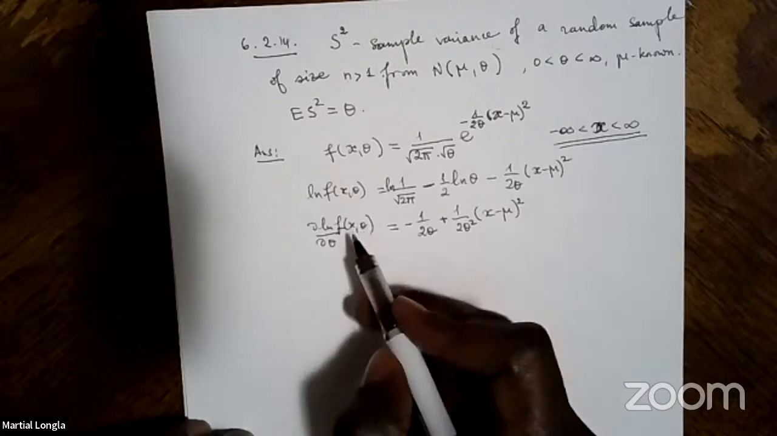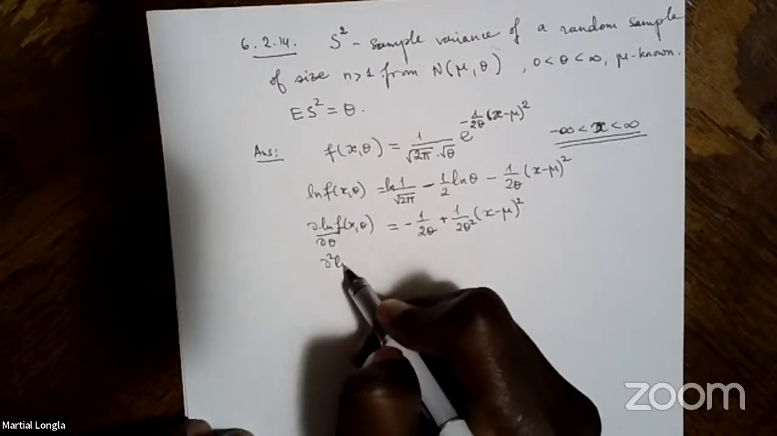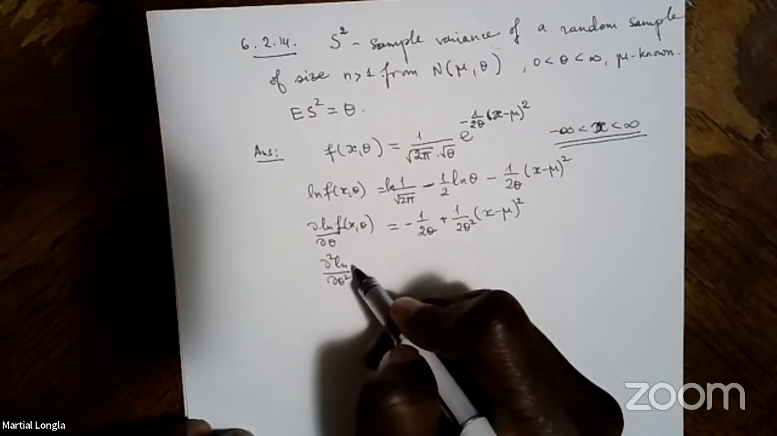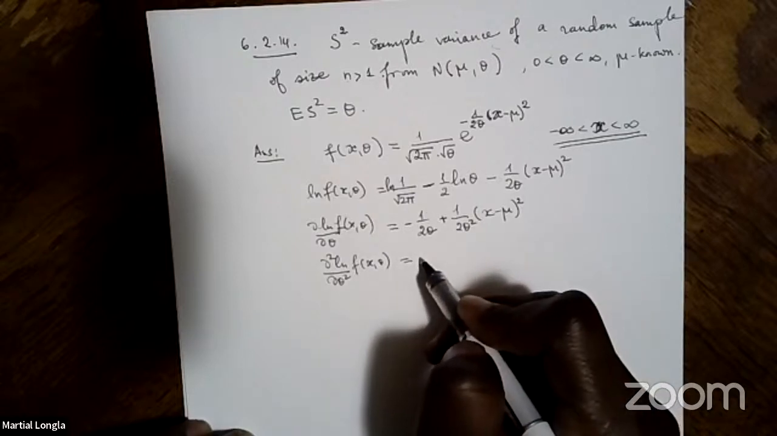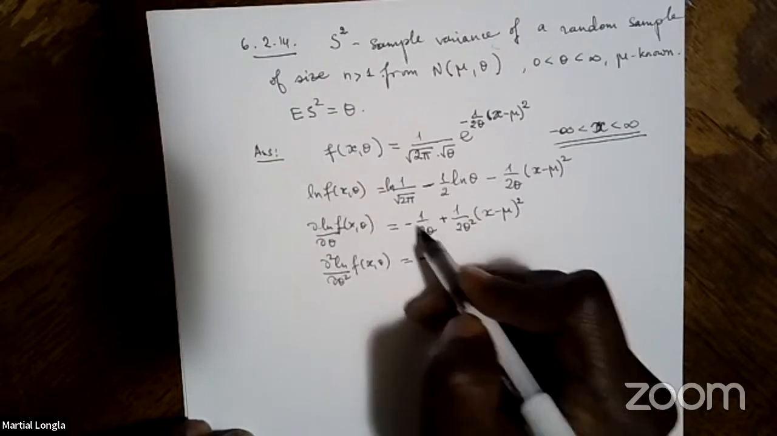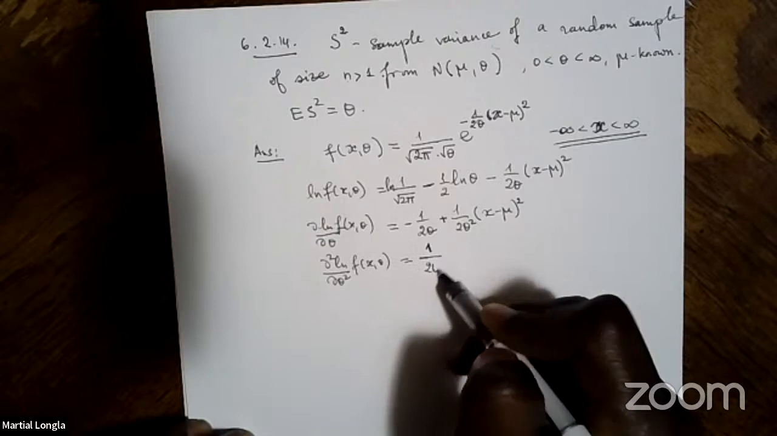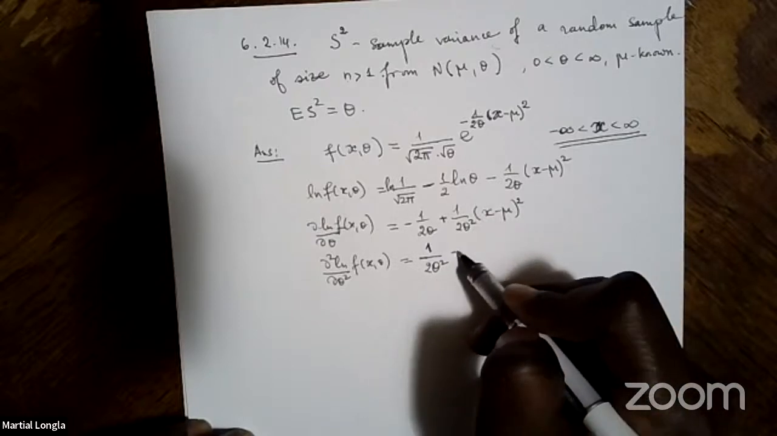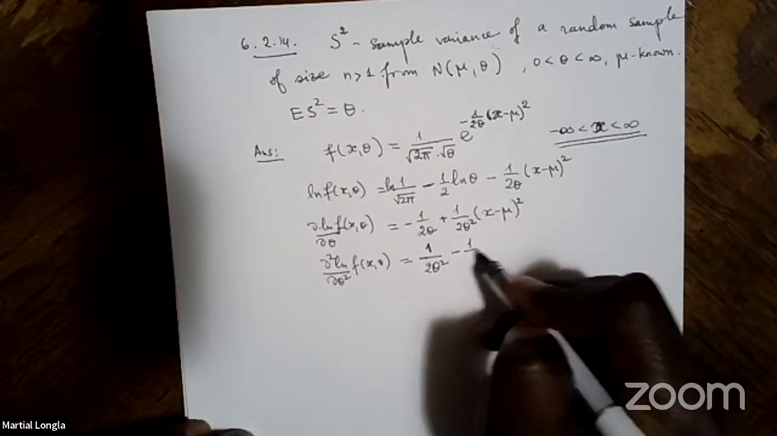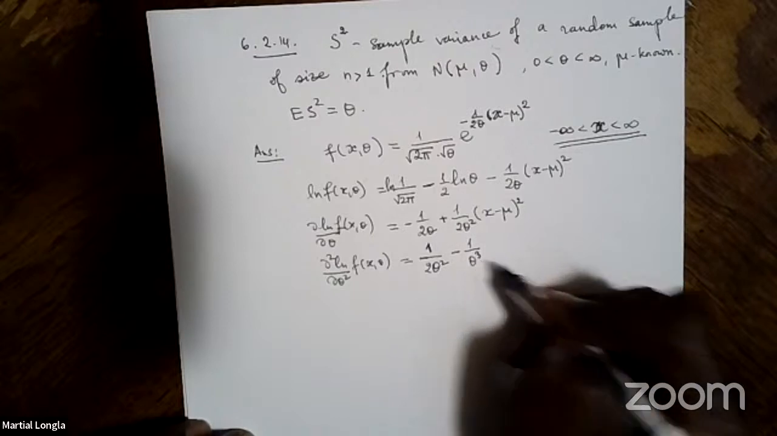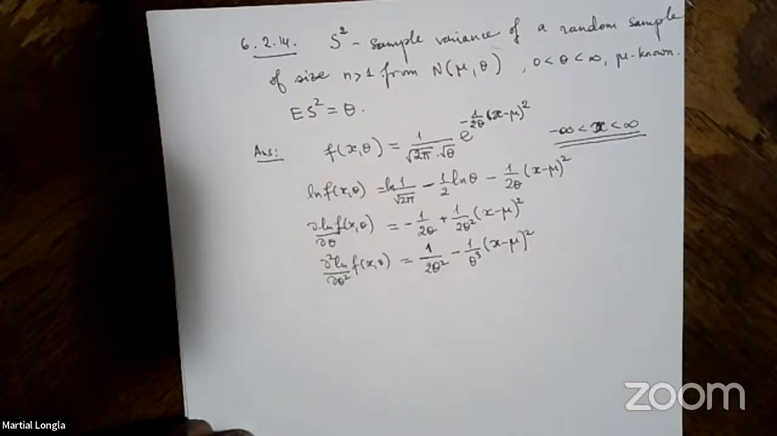Right. Maybe we take another derivative. What we get here: minus, and a minus, that becomes a plus. So that's 1 over 2 theta squared. And the derivative here is going to be minus 2, and you cancel, so you get minus 1 over theta cubed times (x minus mu) squared, right?